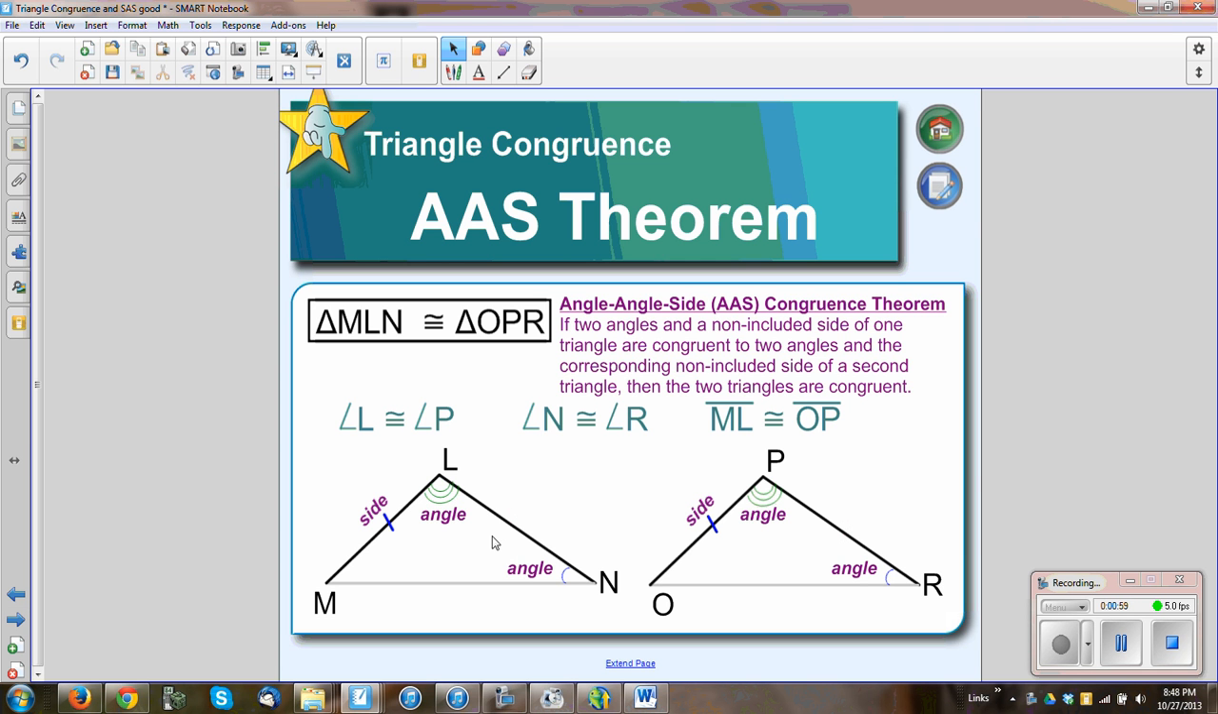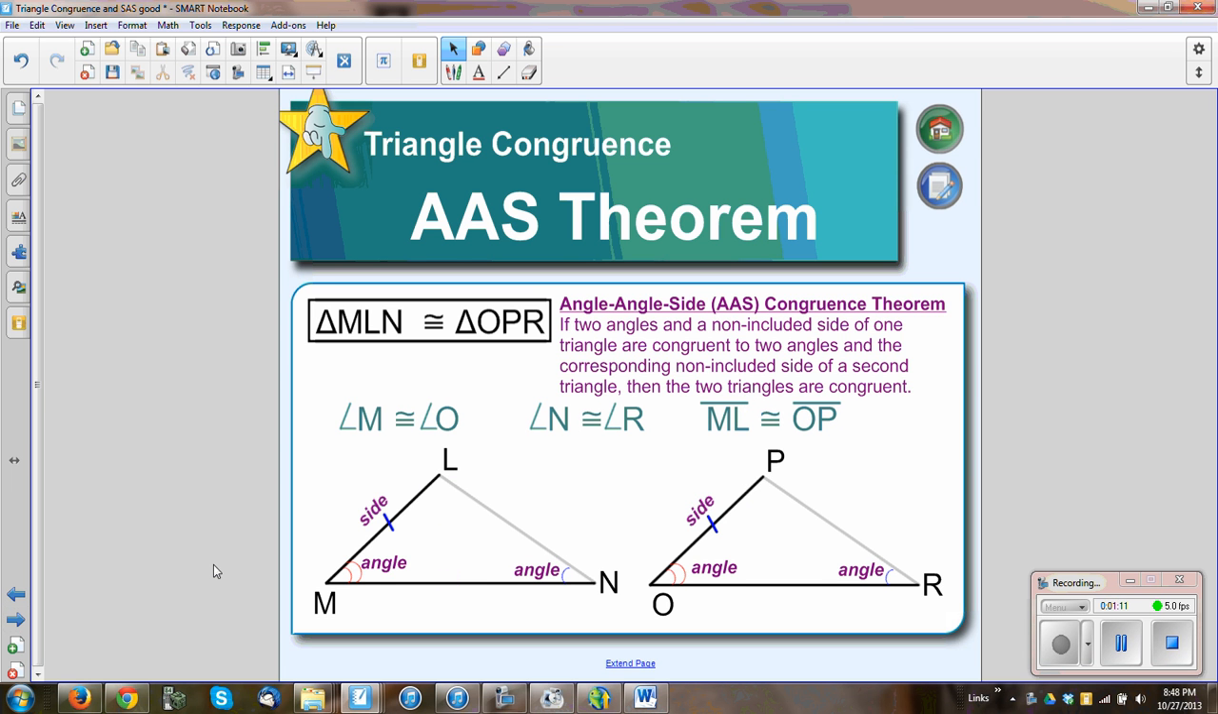Now let's look at this relationship of these two angles. Here's one non-included side, and here's the other non-included side. And the final example, you have these two angles and the non-included side, and these two angles and the non-included side.